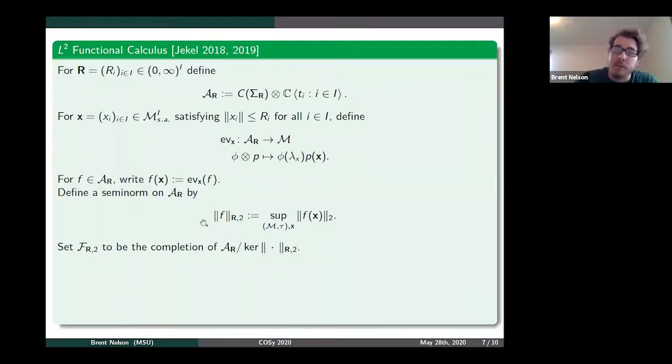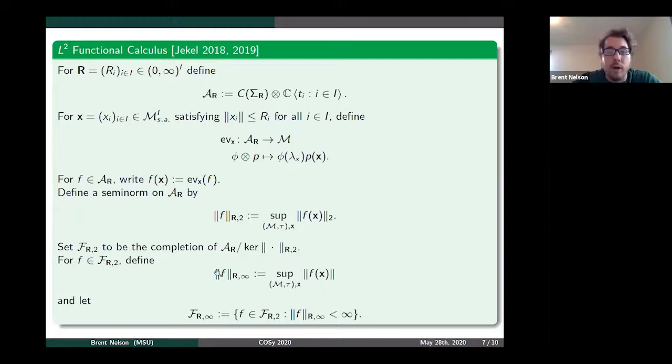And of course, these evaluation maps still lift nicely to this space. So you can still evaluate these things and get objects in the von Neumann algebra. And then we'll push even further. We're going to define another norm, the R infinity norm, to be the sup over, again, the same collection of von Neumann algebras and operators X satisfying this norm boundedness condition. But now you're going to look at the operator norm of their images. This may be infinite, but then we'll call the subset of elements for which you get a finite value under this norm FR infinity.